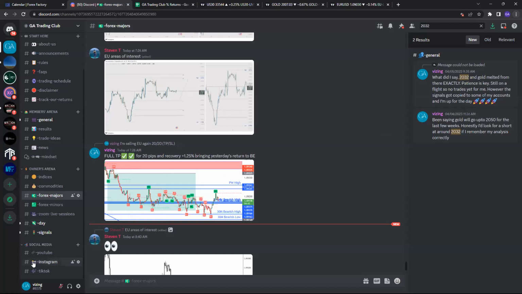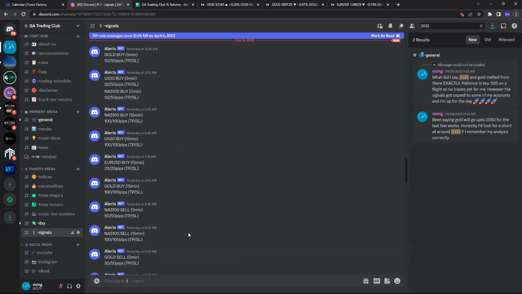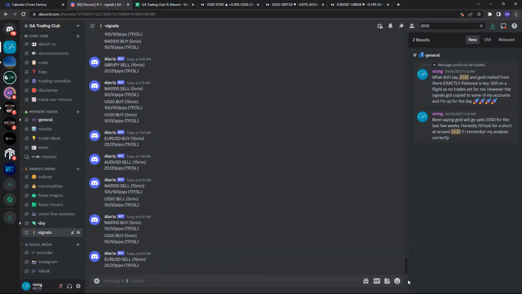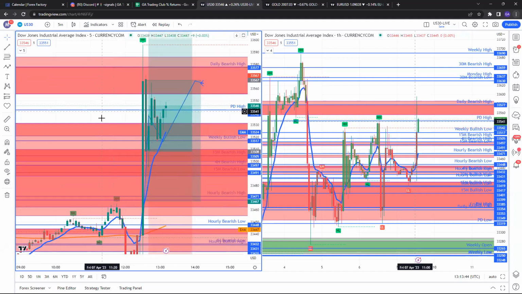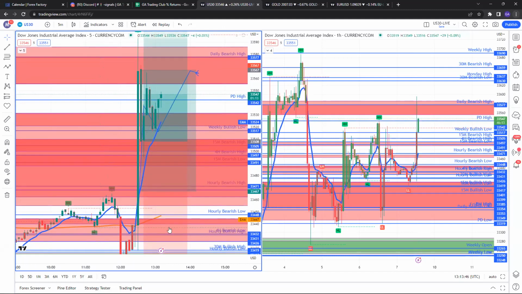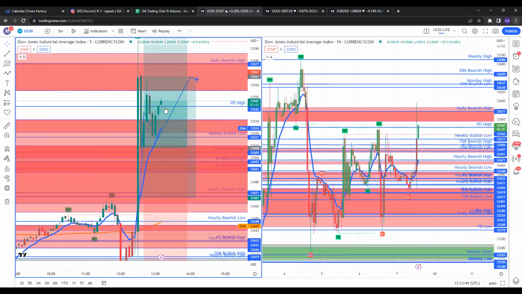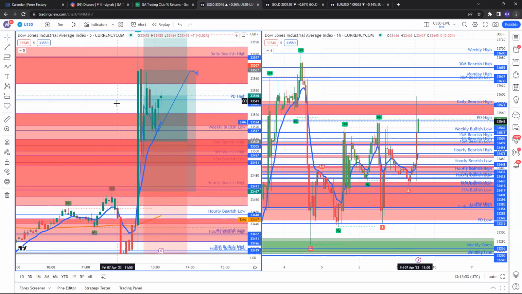I'm also curious to see the signals that came out before news. So there was the sell on EU that came up after news. So the NAS sell and US30 sell signals came up. The US30 sell on the 5-minute came up at 8 a.m. I was curious to see how these signals came up. So that's an hour ago, 13:10, so about 12.